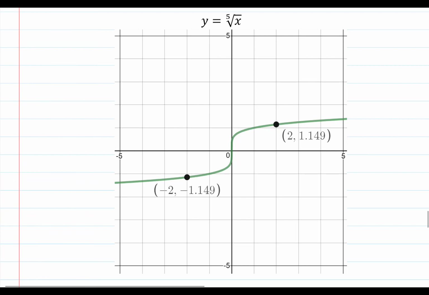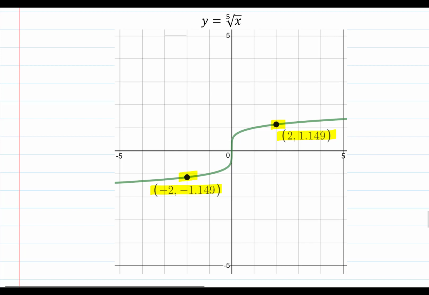Now let's look at the graph of the equation, and as we can see, the x-axis is not a line of symmetry, which means that the graph is not symmetric with respect to the x-axis. Likewise, the y-axis is not a line of symmetry, so therefore the graph is not symmetric with respect to the y-axis. However, we can see corresponding points of (2, 1.149), which is the fifth root of 2, and (-2, -1.149), which is approximately the fifth root of negative 2.